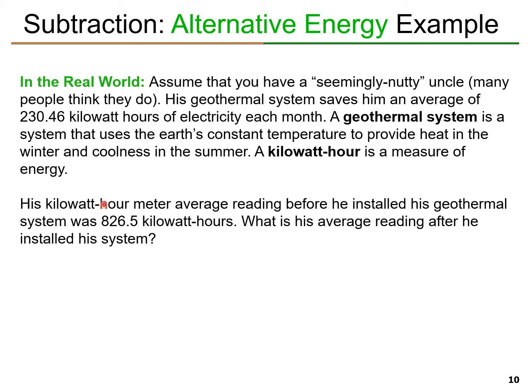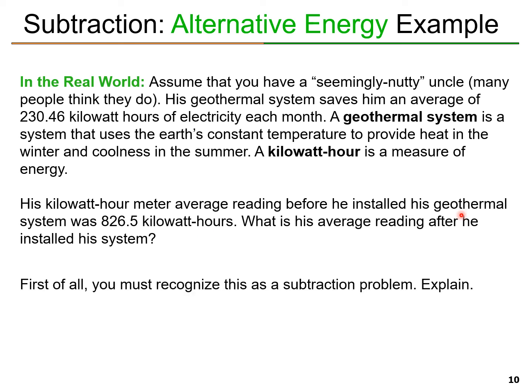Now, your uncle's kilowatt hour meter average reading before he installed his geothermal system was 826.5 kilowatt hours. What is his average reading after he installed his geothermal alternative energy system? First of all, as a fifth grader or problem solver, you have to recognize this as a subtraction problem. Explain how are we going to recognize this as a subtraction problem?